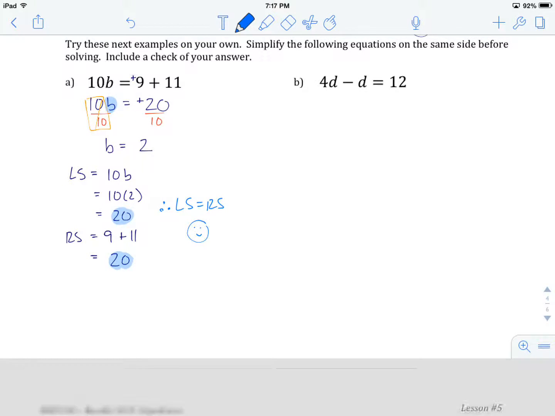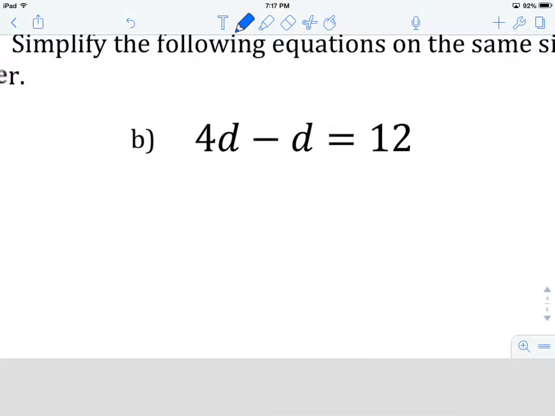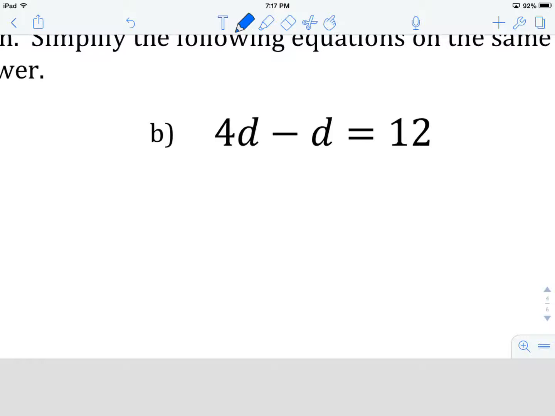So what I'd like you to do here is try example B on your own. I'd like you to hit pause in the video and give it a try. When you've got an answer, including your check, come on back and we'll see how you did. Okay, let's get a look.